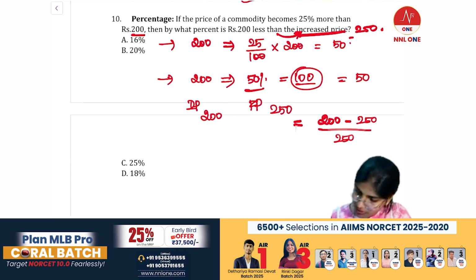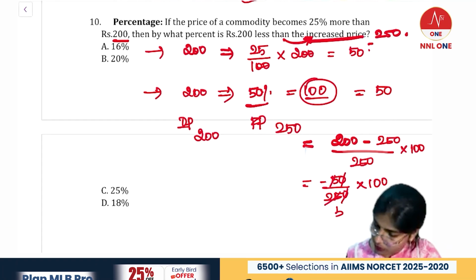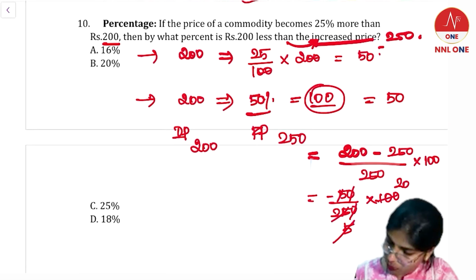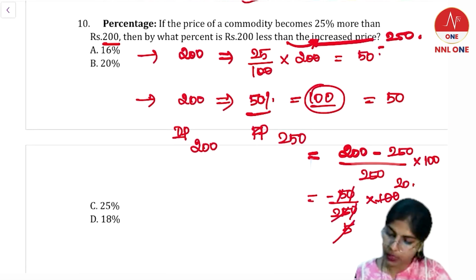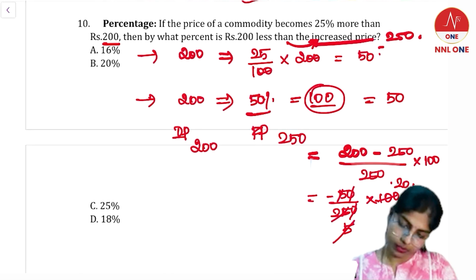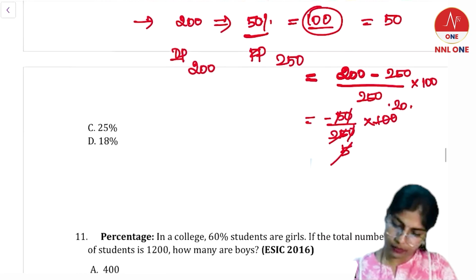by 250. Since they are asking by what percent, we are going to multiply by 100. So it is minus 50 by 250 into 100. 5 cancel. 5 into 5 is 25. It is 2. Okay, the answer is 20%. The answer will be option B.